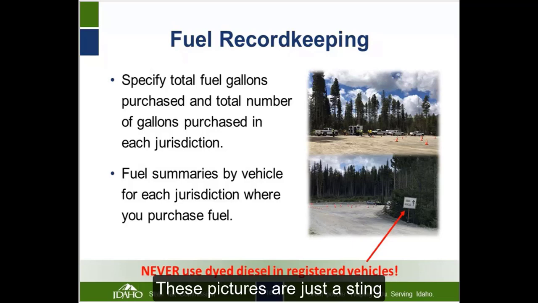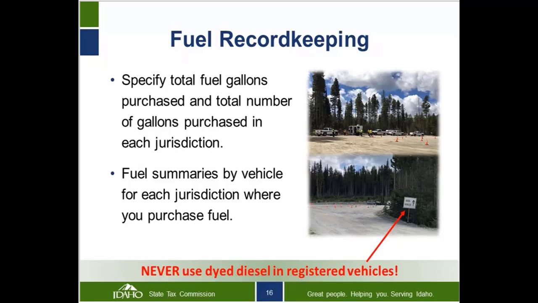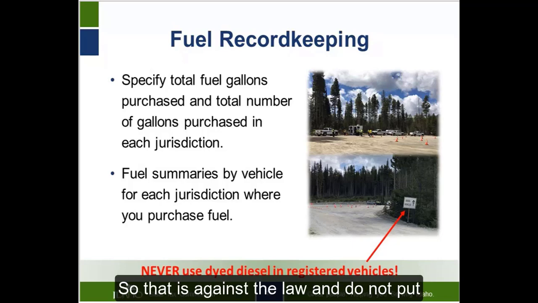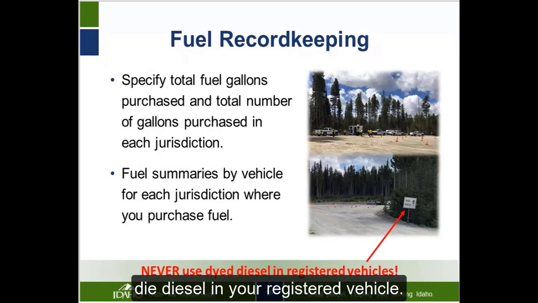These pictures are from a sting operation that we actually went on with the state of Montana, at Lolo Pass, and the sign, which you can't read, says all diesel vehicles. They pulled in 60 different diesel vehicles and tested them for dyed diesel, and fines were assessed from there. So that is against the law, and do not put dyed diesel in your registered vehicle.